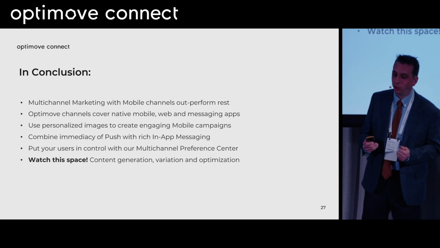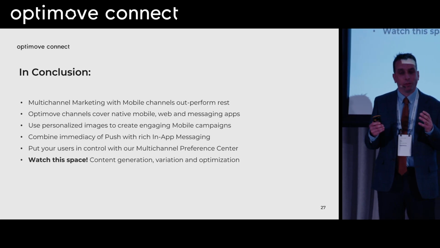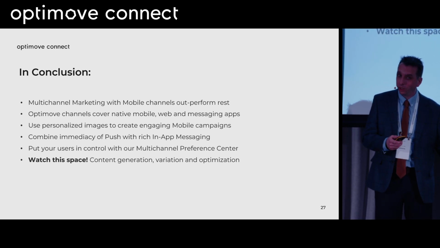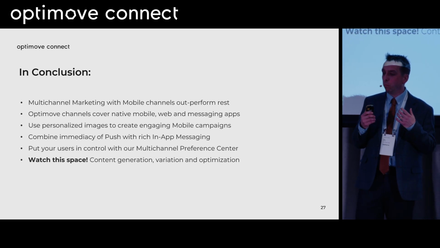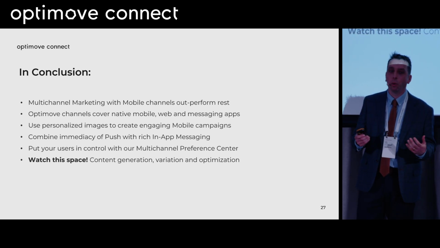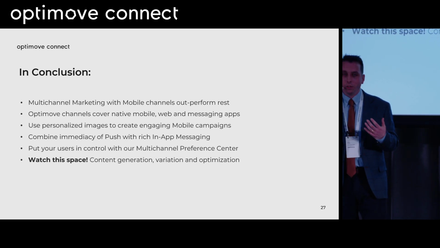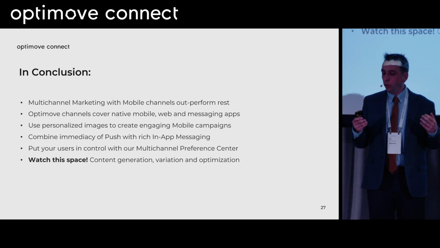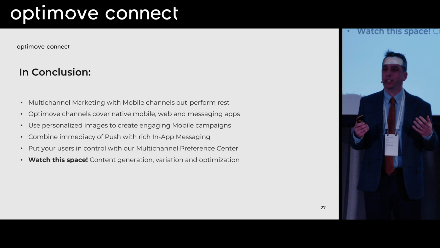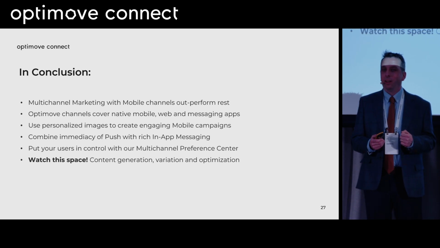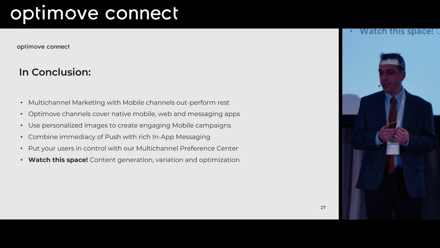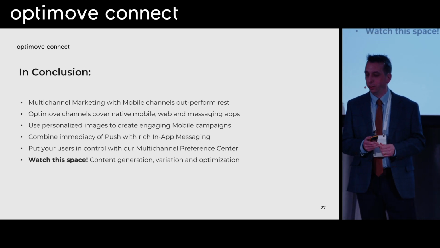So in conclusion, multi-channel marketing outperforms single-channel marketing, and multi-channel marketing with mobile channels outperforms that even more. We have mobile channels to cover, whether it's native mobile apps, progressive web apps, conversational, SMS. We have a mobile channel for you. Use images and personalization to create engaging mobile campaigns. Make sure you're looking at combining the channels together, so push and in-app, and put your users in control of the content that they receive with our multi-channel preference center.